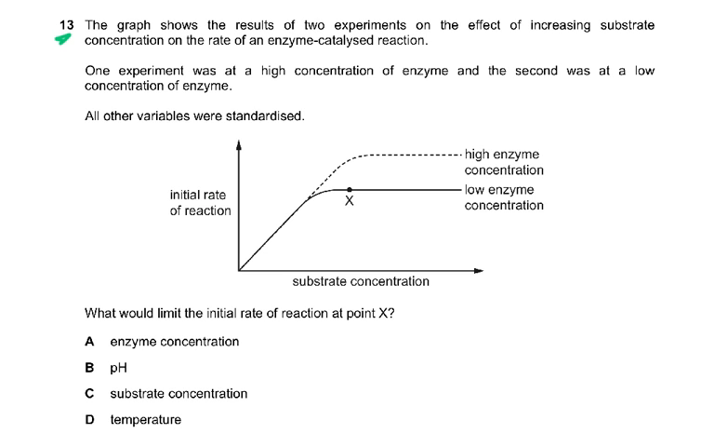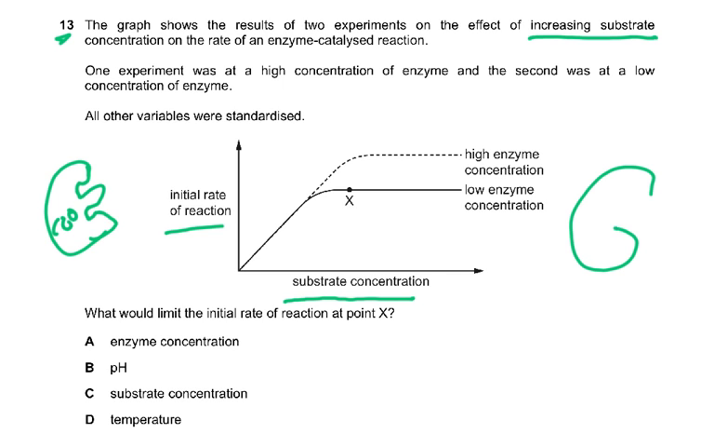Now, question number 13. The graph shows the results of 2 experiments on the effect of increasing substrate concentration on the rate of enzyme reaction. So we've got substrate concentration here, and the initial rate of reaction on the y-axis. One experiment was at a high concentration of enzyme. So we had 100 enzymes, and in another experiment we had only 50. Sorry, I have not made the active sites exactly the same. So these were 100 active sites, and here there were only 50 active sites. One experiment was at a high concentration of enzyme, and the second was at a low concentration of the enzyme. All other variables were standardized.